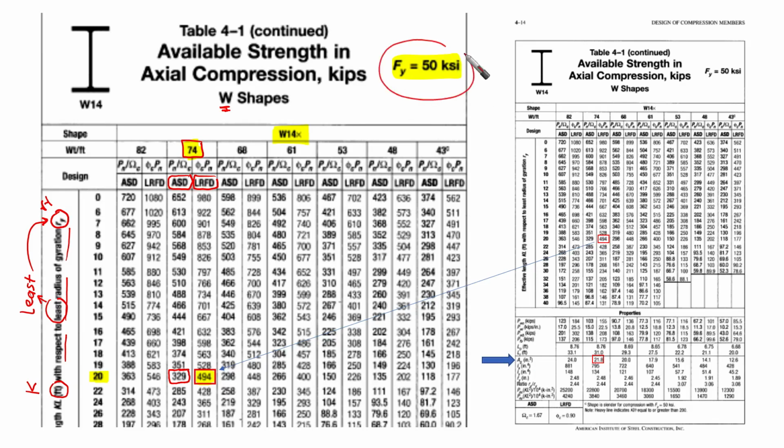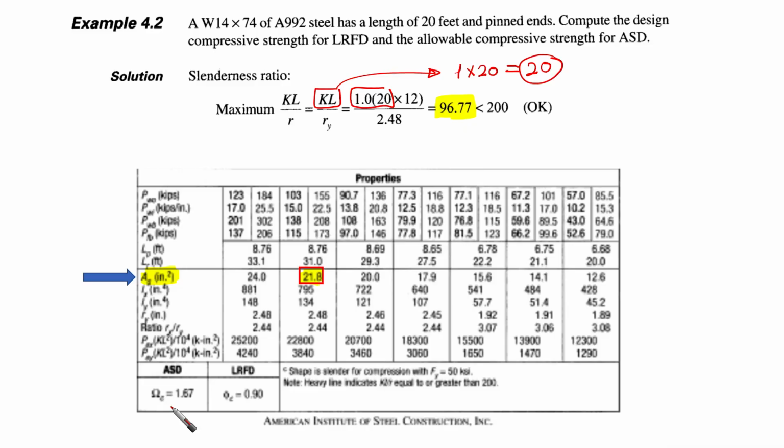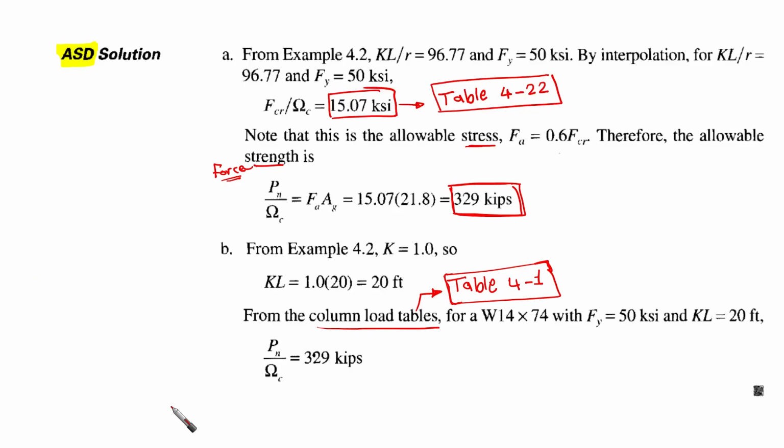Yes, this is F yield. Take care, we're talking about table 4-1. Browse in it, and then for F yield 50, then for W14 times 74, then we are talking about ASD. So go to ASD, where our KL, we're talking about KL here, 20. So we are here. Yes, you're going to find it 329, as we have obtained it before. Okay, 329. Yes, here 329 directly.